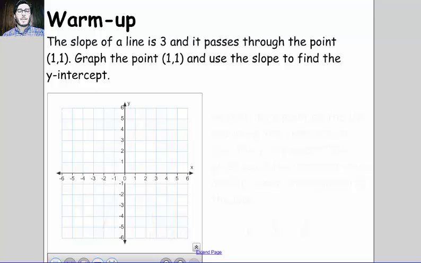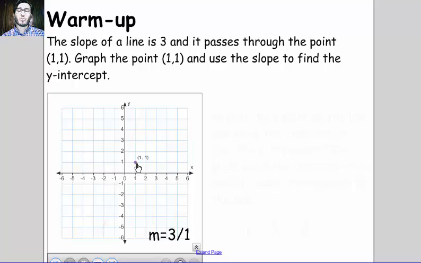So let's begin. It says graph the point (1, 1), so let me go ahead and do that. There's the point (1, 1). I graphed it. Now it says use the slope to find the y-intercept. So the slope is equal to 3, or I can write it as 3 over 1 in fraction form. And what it's telling me to do is to plot more points that are on this line that has a slope of 3 and passes through the point (1, 1). And I can do that by using the slope.